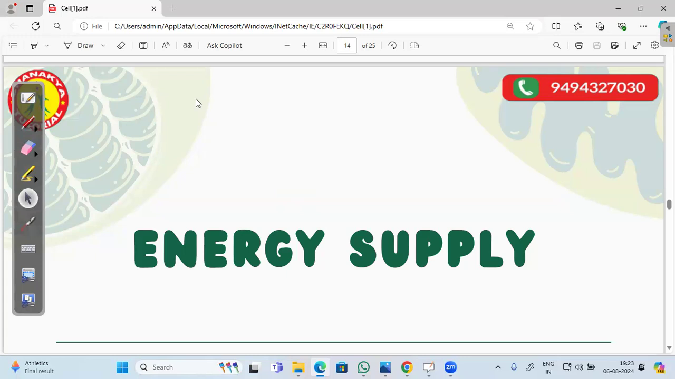Then, energy supply. Yeah, Sampath, you are asking something. Sir, can you say again what lamellar means? Yeah, it means two-sided only. Okay, the next is energy supply. Which organelle supplies the energy? Sir, mitochondria. Mitochondria.